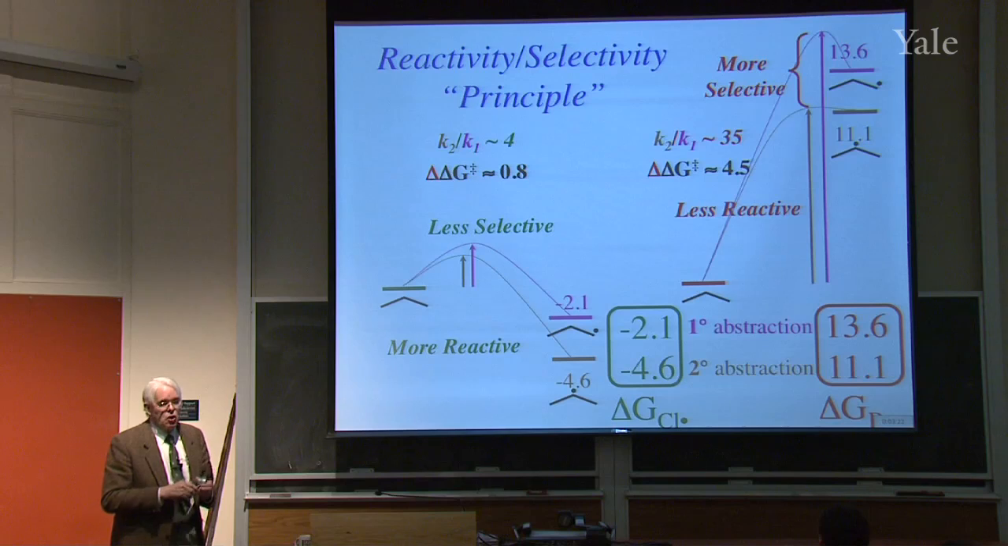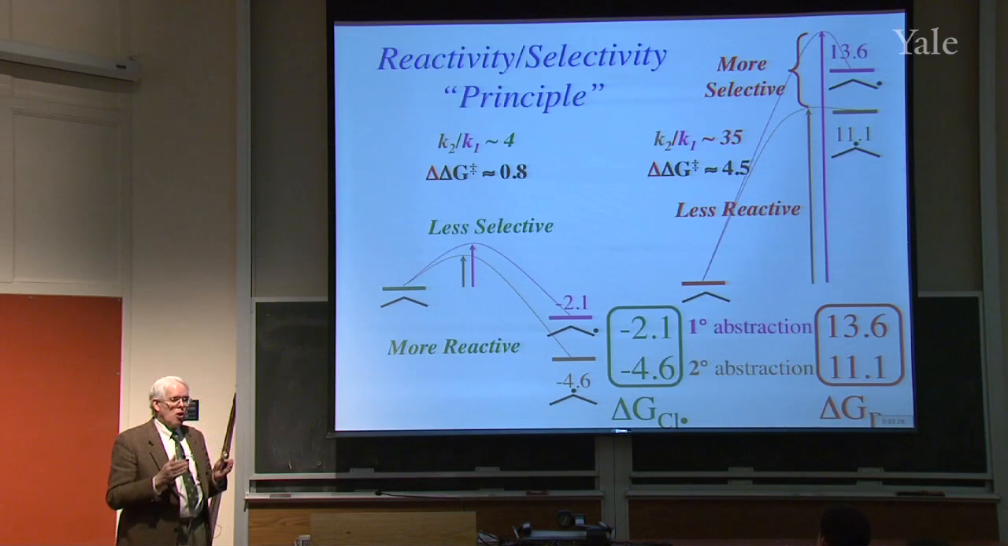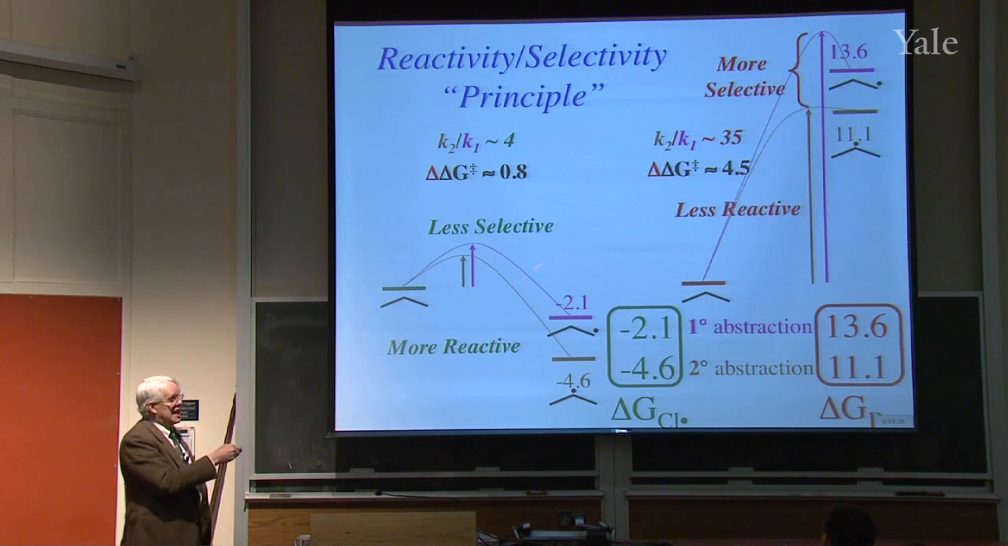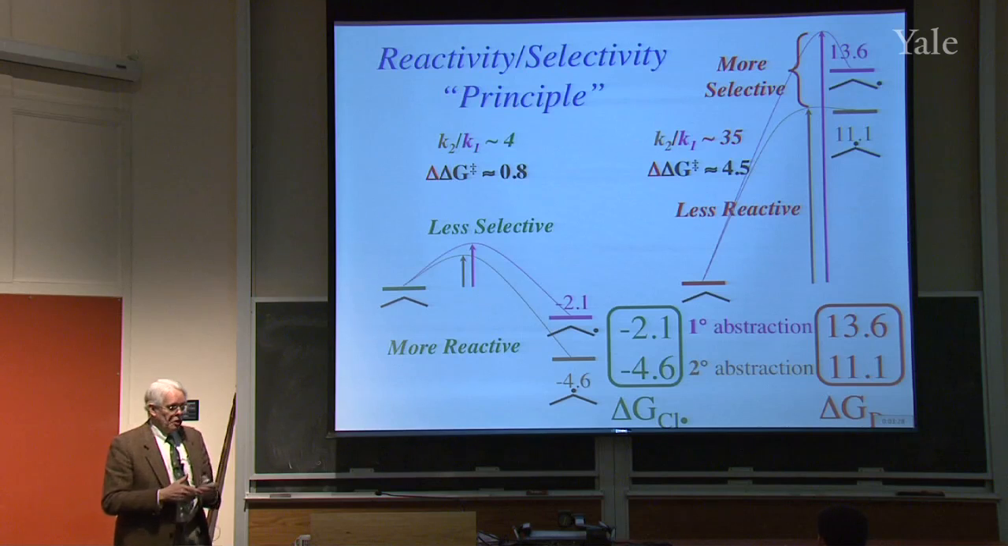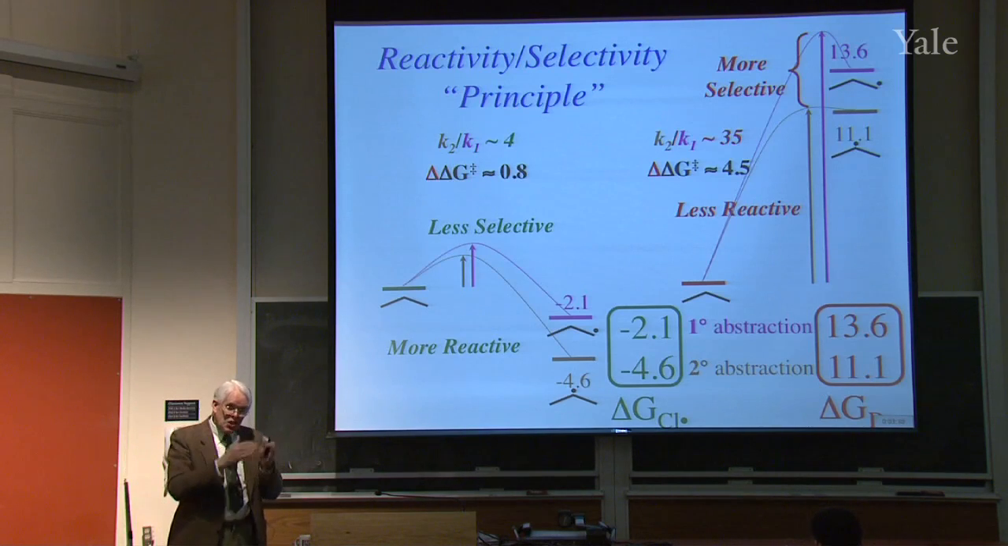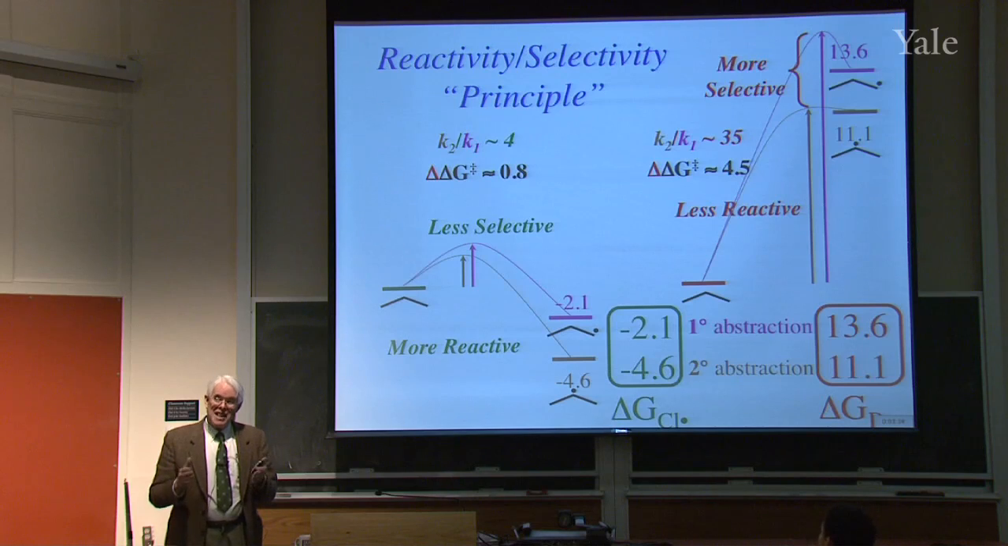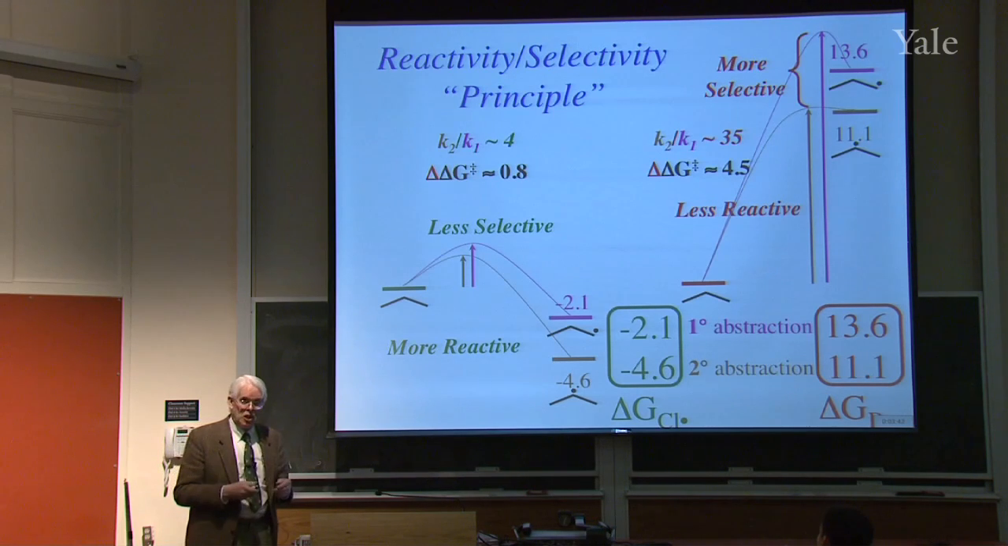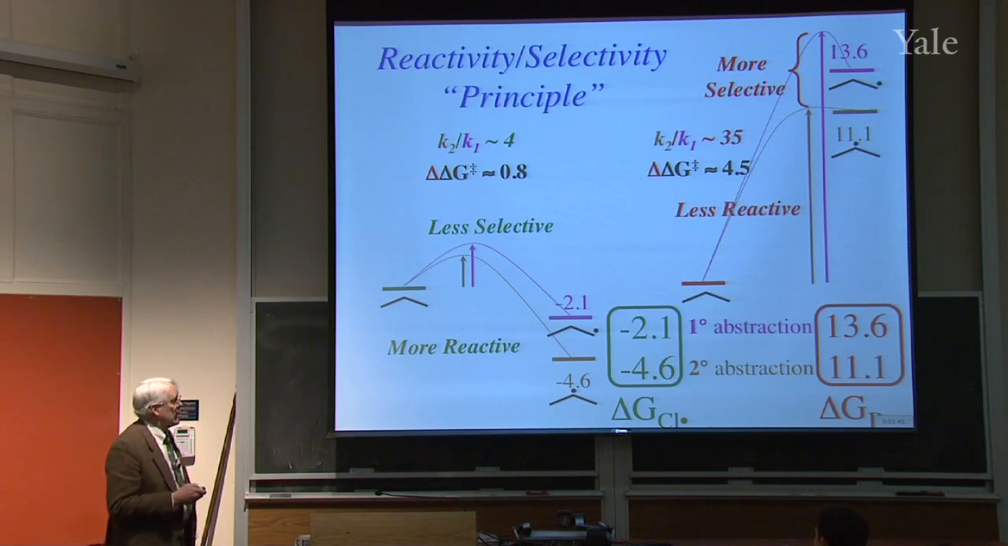Okay? So typically, more reactive means less selective. So if you were a chemist who wanted to prepare a certain product that required selectivity, you might choose to use a less reactive reagent rather than a more reactive one, so you'd get a higher yield of the material you wanted, even if it was a little more difficult to do, if it took a little longer.